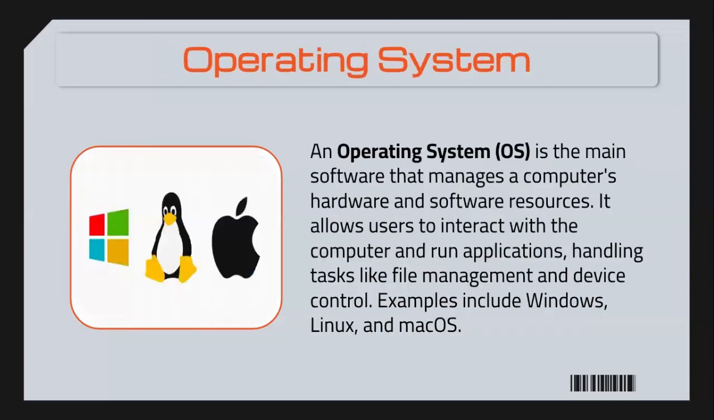And then we have the operating system, which in short is OS. It's the main software that manages a computer's hardware and software resources. It allows users to interact with the computer and run applications, handling tasks like file management and device control. Examples include Windows, Linux, and Mac OS.